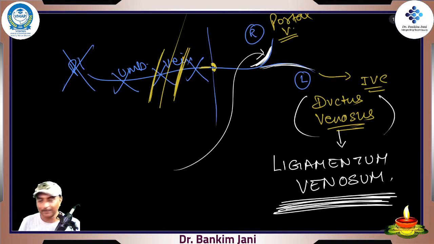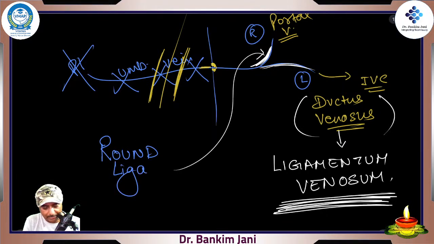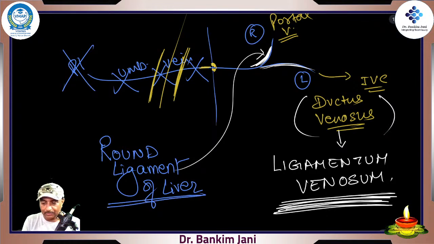So don't ignore me. That right umbilical vein also gets closed, and its remnant, those old memories, they are now called the round ligament of liver, because it was going into the liver. So the right umbilical vein becomes the round ligament of liver.